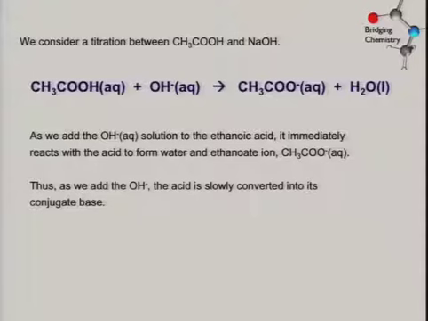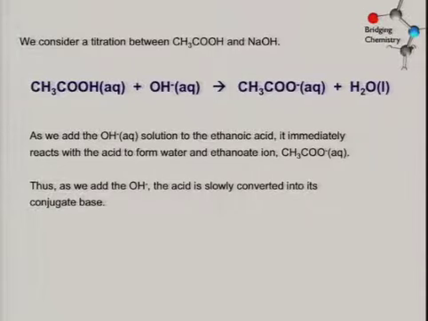As we add the hydroxide from the burette into the little flask that contains our ethanoic acid, the hydroxide immediately reacts with the ethanoic acid and turns into water. Right? So as soon as you add the hydroxide ions, they immediately go and find themselves an ethanoic acid molecule, pull its proton off, and turn themselves into water. And so what you're left with, a very short time after you've added each drop of hydroxide, is just water and ethanoate ions, the products of that reaction.